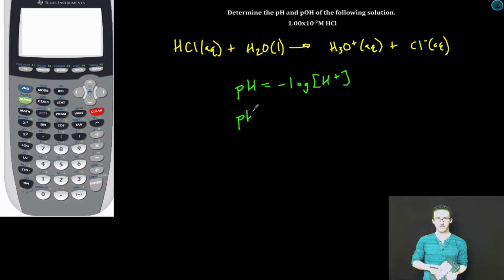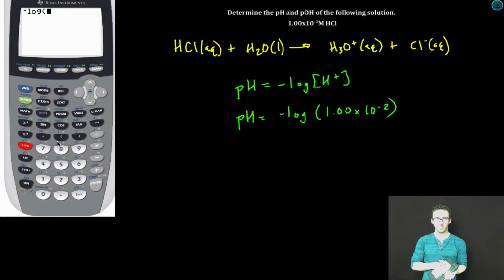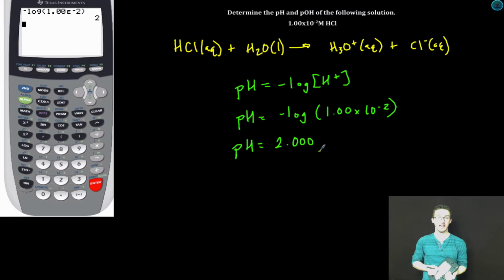So pH for this solution is equal to negative log of 1.00 times 10 to the minus 2. Calculator: negative log 1.00 second E negative 2 close parentheses, answer. Our pH, be careful here with sig figs. I have 3 total sig figs, so my pH reading is going to come out to 3 digits after the decimal point. Boom. pH check.